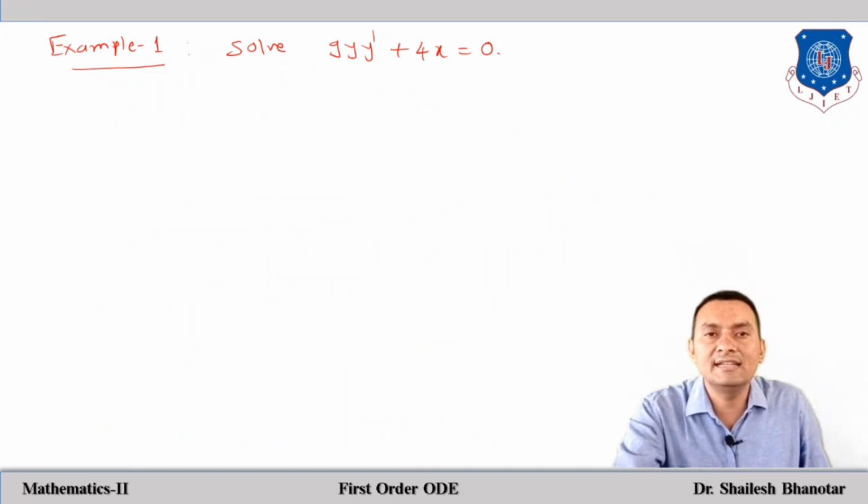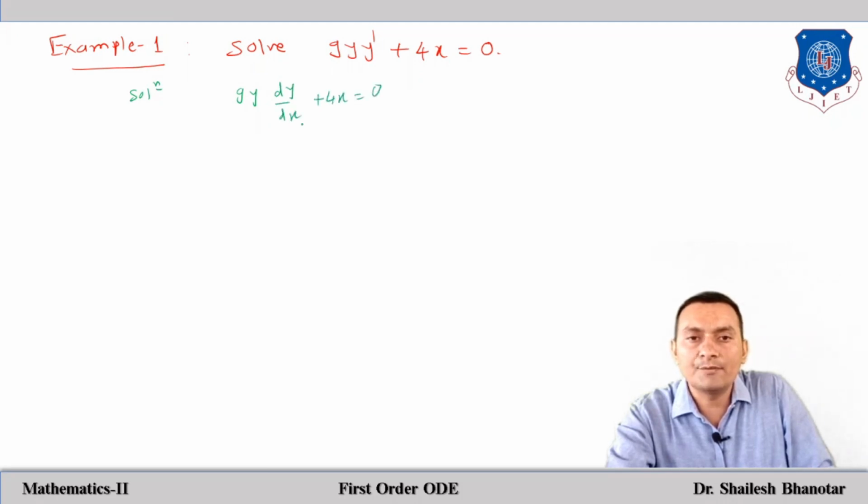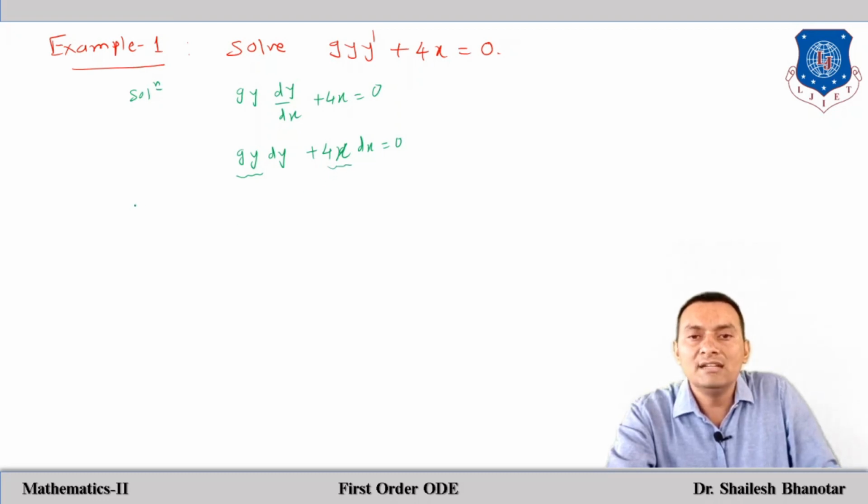So let us understand the first question. Solve 9y y' + 4x = 0. This can be written as 9y dy/dx + 4x = 0. From this you may write 9y dy + 4x dx = 0, and this is only a function of y and this is a function of x. Now we can integrate it.